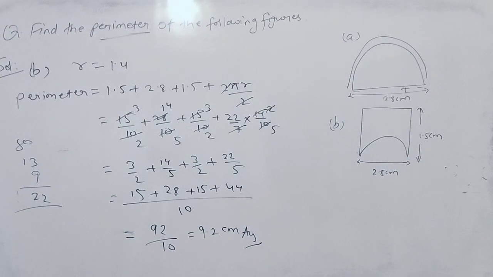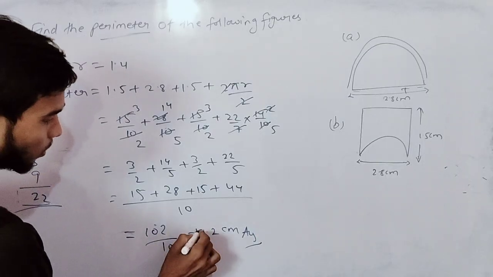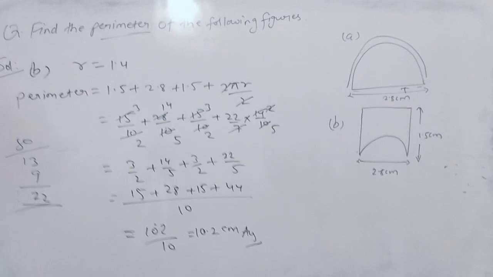So not 9.2, it is telling you 80 and this. 80 and 20 is 102. That's right, 10.2. This is the complete answer.